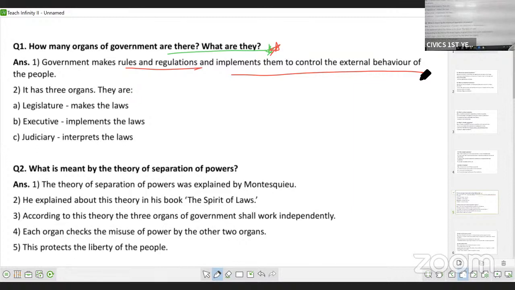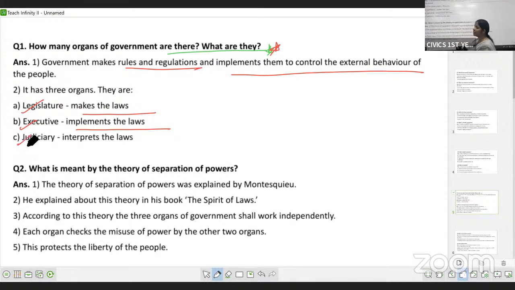So, how is it making laws? It makes laws through 3 organs. What are the 3 organs? The first one is the legislature. It is the law making organ. So, we say the legislature makes the laws. The legislature is the law making organ of the government. Then you have the executive. The executive is responsible to enforce or implement the laws. So, the executive implements the laws. And the third organ is the judiciary.